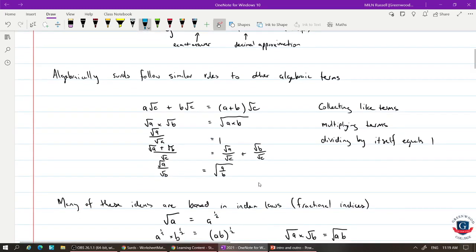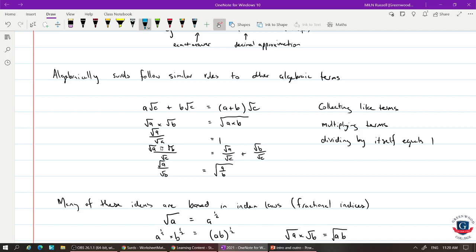Algebraically, they're similar to other algebraic terms. If we have a root c plus b root c, we'll have (a plus b) root c. So if we had 2 root 2 and added another 3 root 2, we'd have 5 root 2. If we have root a times root b, we end up with root ab, so root 2 times root 3 is root 6. If we have the same root on itself, it's equal to 1, so root 2 on root 2 is equal to 1.